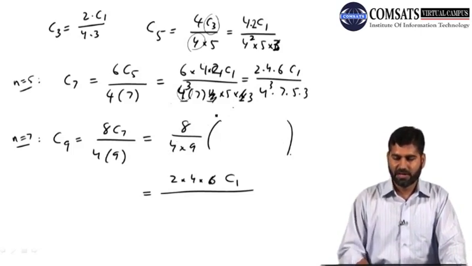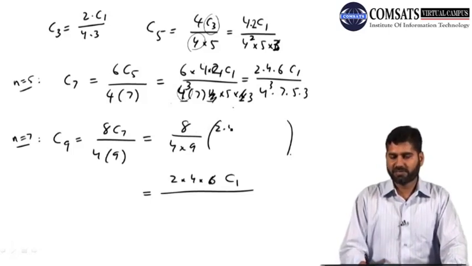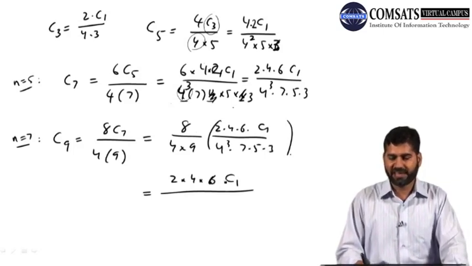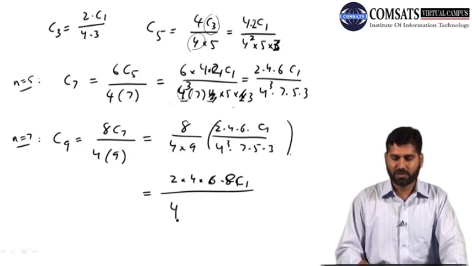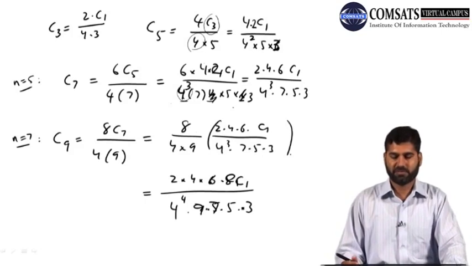All right. And now if you write this C1 in terms of this one, 2, 4, 6 C1 over 4 cube 7, 5, 3, then you got 2, 4, 6, 8 C1, and you got 4 to the power 4, and you got 9, 7, 5, 3, right? 9, 7, 5, 3, and so on.